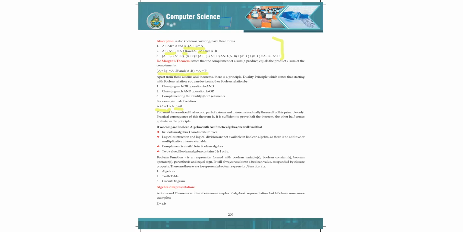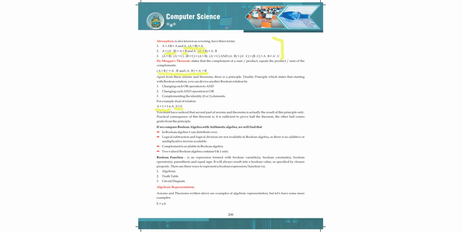Fine. Now if we compare Boolean algebra with arithmetic algebra, we will find that in Boolean algebra plus can distribute over dot. Fine. Two-value Boolean algebra contains 0 and 1 only. Complement is available in Boolean algebra. Logical subtraction and division are not available in Boolean algebra. As we see, only multiplication and addition are available. Okay, dot and or. Two operators: OR for plus and AND for multiplication.